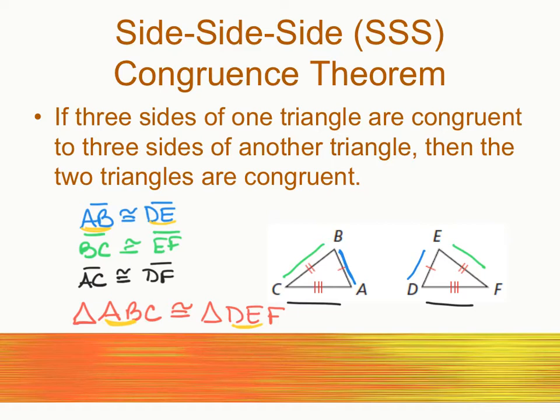So if they ask you to write all the corresponding parts using side, side, side, this is what you would do. You'd come up with three congruency statements showing all three sides are congruent. And then from there, write your congruency statement. Everything needs to match.